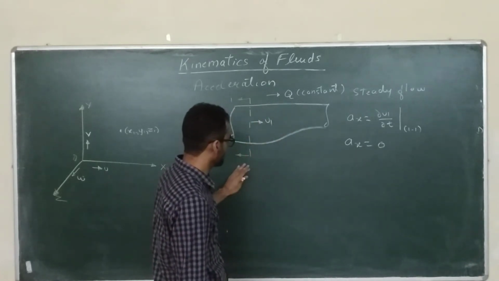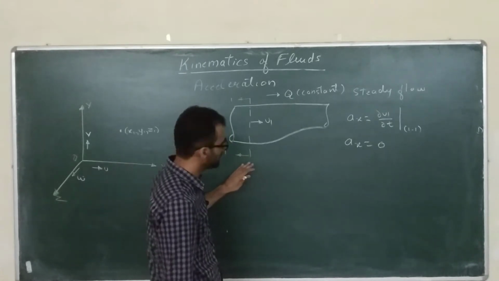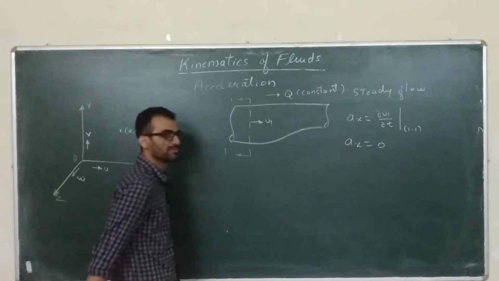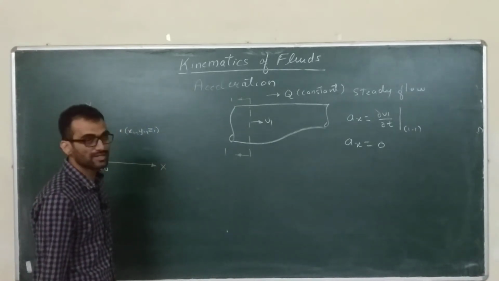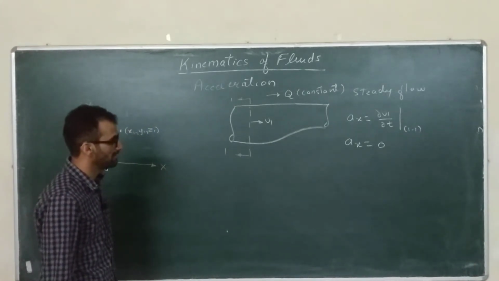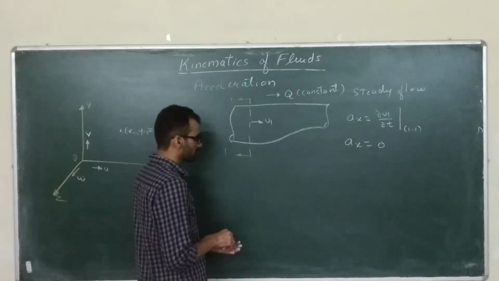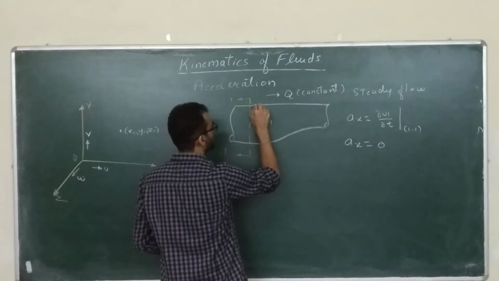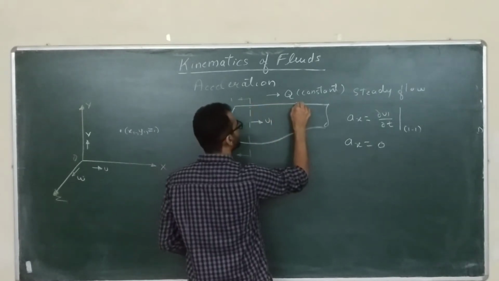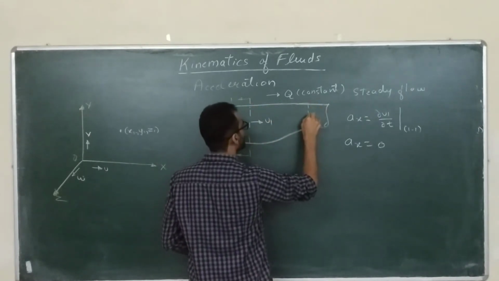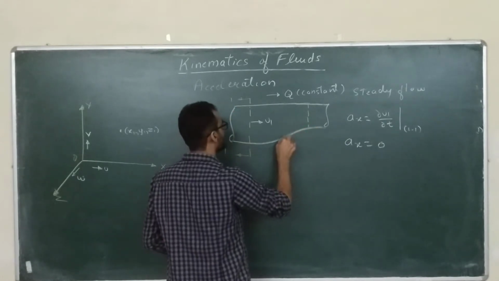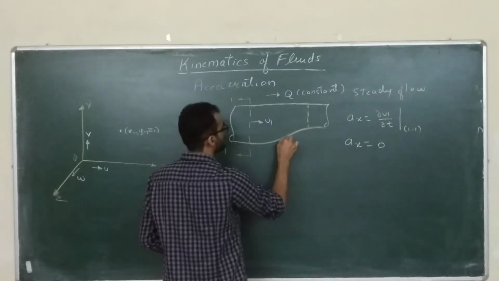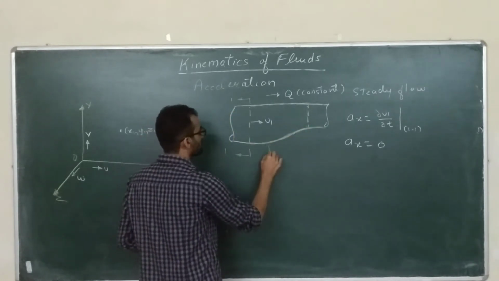Now is it correct? If we apply this analogy to this flow problem, we are getting 0 acceleration, but is it correct? Let's think about it. Just look at the flow here. Consider this control volume now. I am drawing a control volume here. This is your control volume.